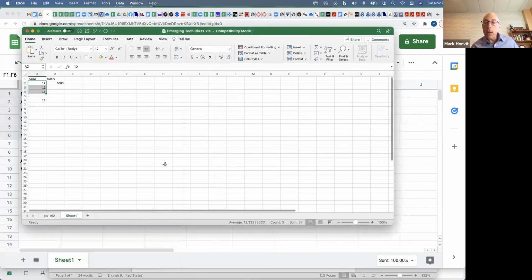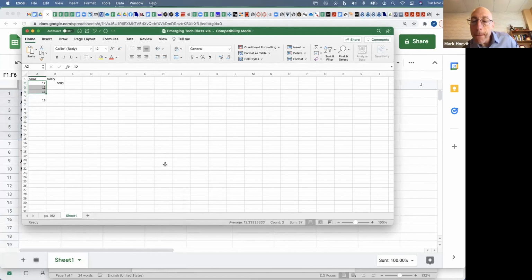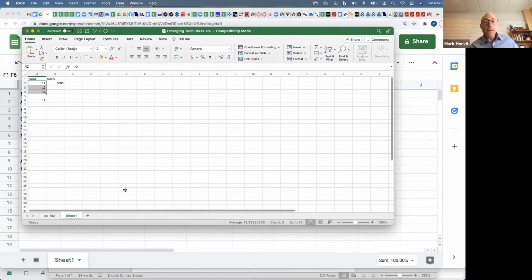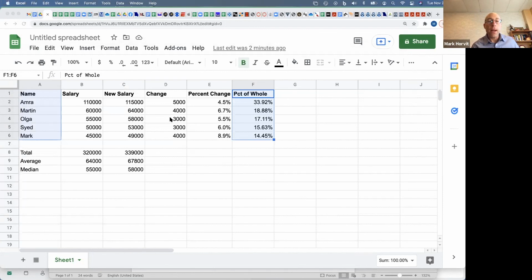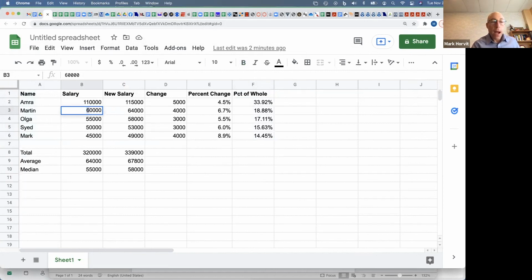Anything else? Any final questions? Okay, I got one. Undo the percentage action. So sure, to fix things, let's just show. Let's say that I typed in a wrong salary over here. I want to show you all what happens for those of you who are still around. Let's say Martin's original salary was really 50,000. I changed the 50. Watch what happens to all the numbers when I hit enter. Everything changes. It fixes the totals, the averages, the medians, the percent of change, the percent of whole. Fixing that one number fixes everything.